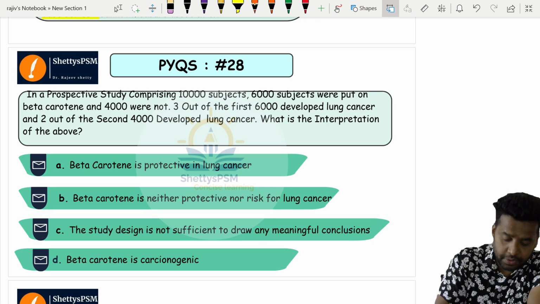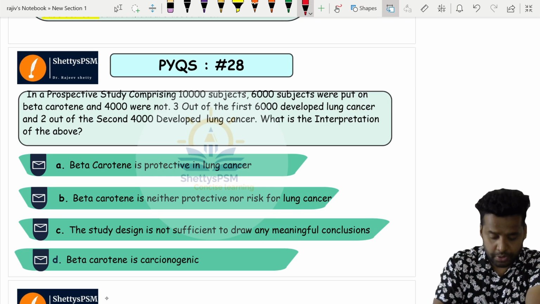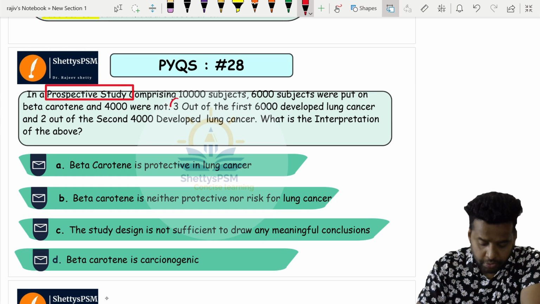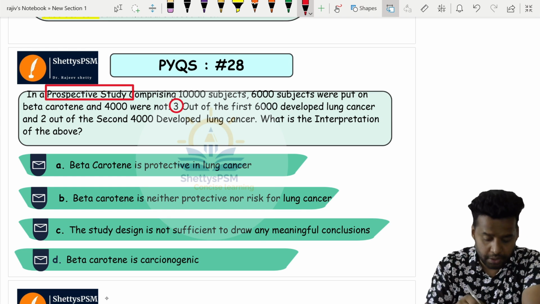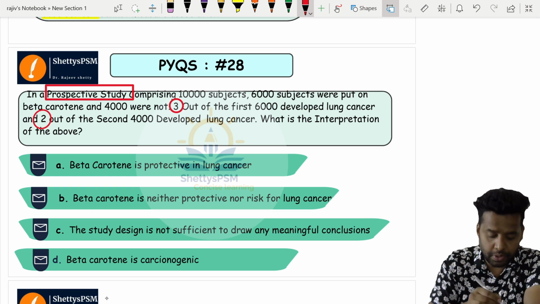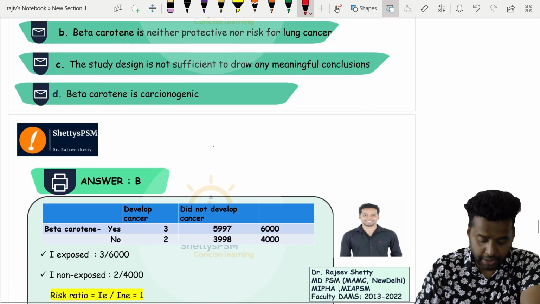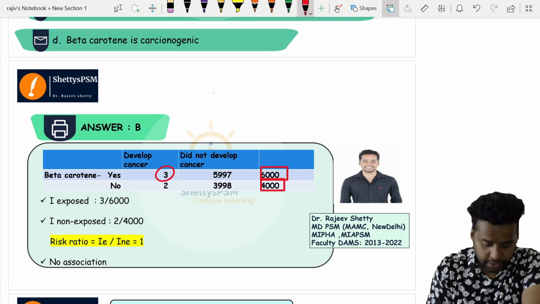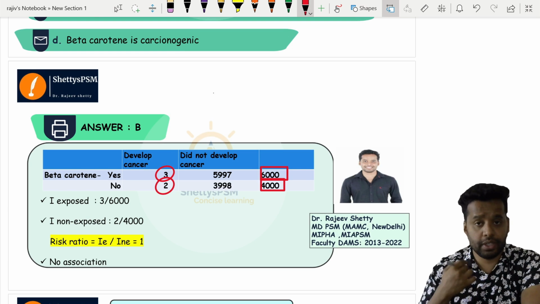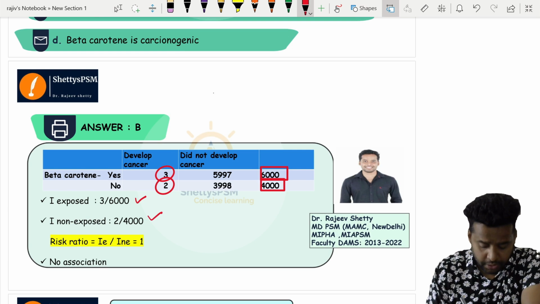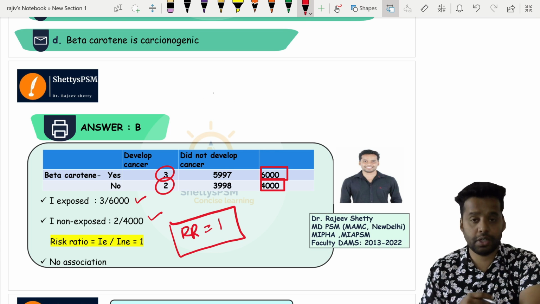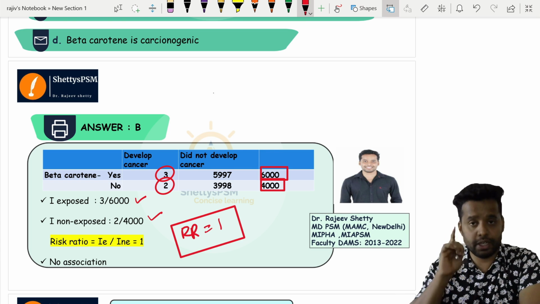In a prospective study, there are two groups, 6,000 exposed and 4,000 not exposed. Out of exposed, 3 will develop disease. Out of non-exposed, 2 will develop disease. So when you make a table, 6,000 exposed, 4,000 non-exposed. Within exposed it is 3, within non-exposed 2. Risk is same. When you calculate risk ratio, it will become 1 because incidence in exposed and non-exposed, when you divide you will get it as 1.